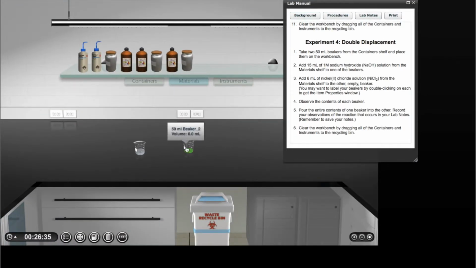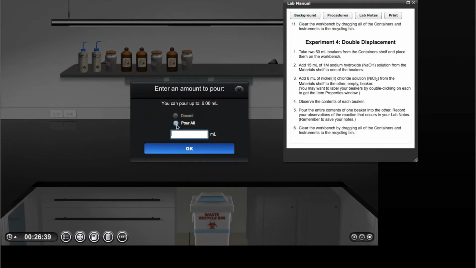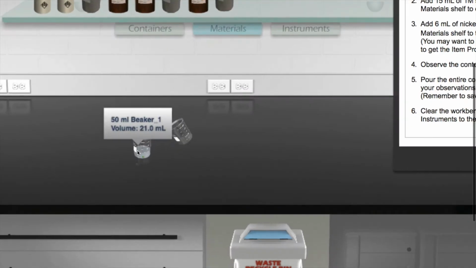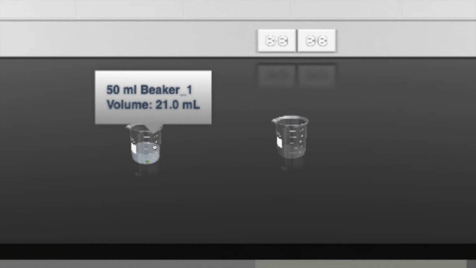We then are going to pour all the contents into one beaker in order to begin our reaction. And when we zoom in, we can see it is a mainly aqueous solution, but at the very bottom you can see there is a green solid, which would hint to us that it has nickel in it.